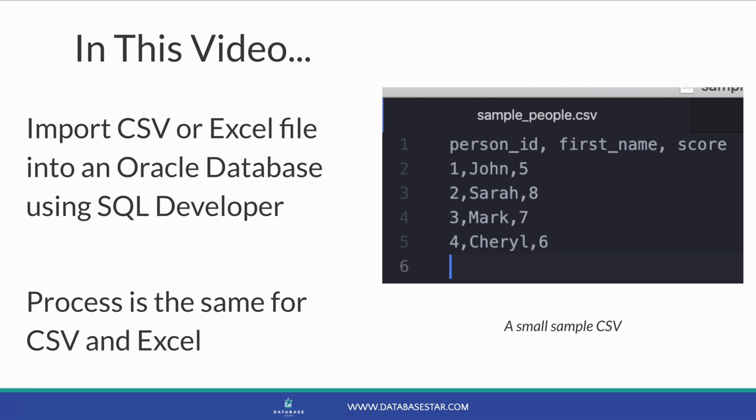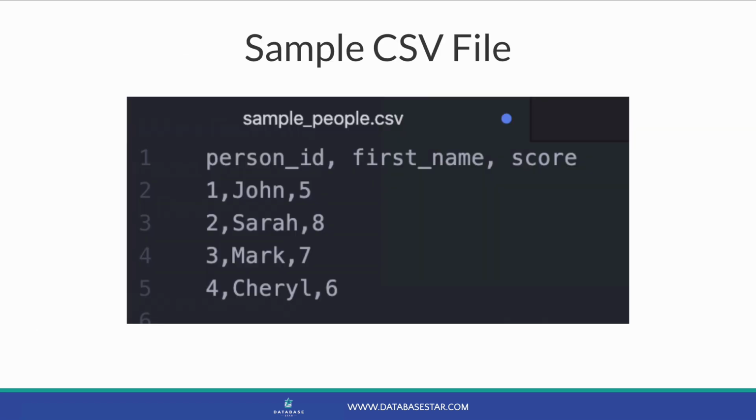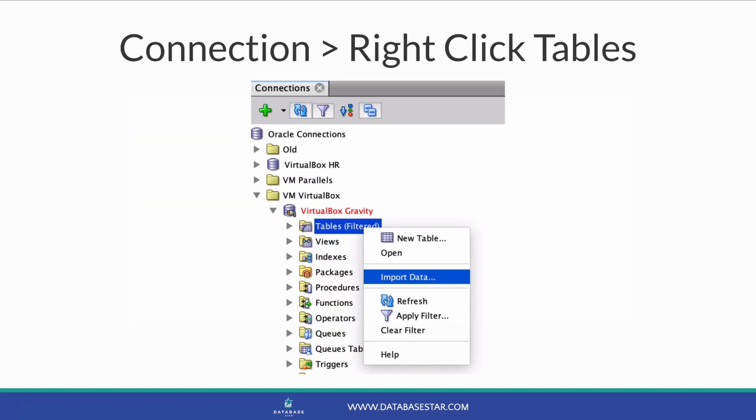Let's get into it. Here's the file we're going to import. It's a CSV file with a few rows. This process will work for a file of 5 rows, as well as a file of thousands of rows. Now let's open SQL Developer. With SQL Developer open, connect to your database. In the Object Explorer on your left, expand your connection.